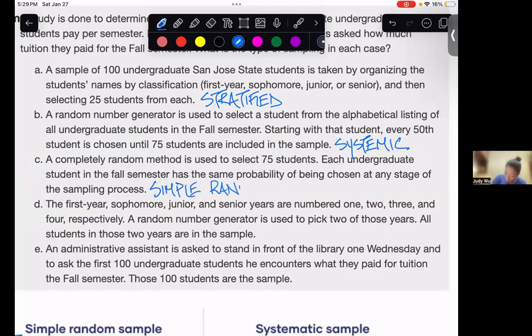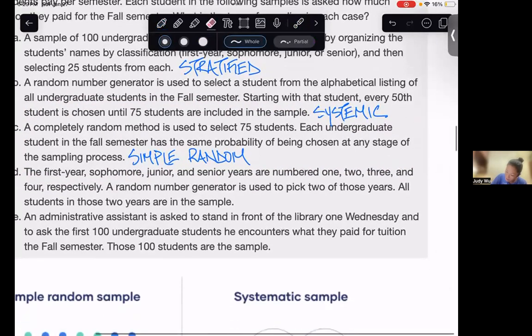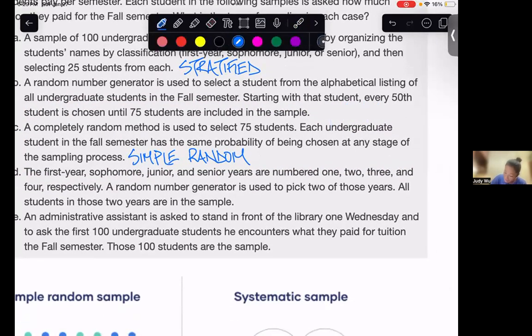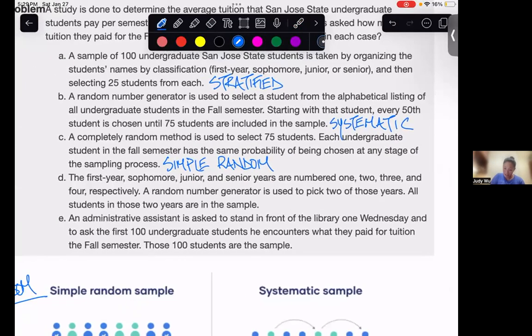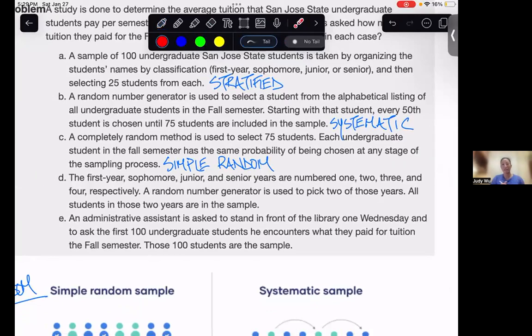random sample, right? And I just realized I didn't mean to say systemic here. I meant to say systematic. Let's go back and correct that. Systematic. Oh, I can't spell either. Systematic. Okay. All right, so we've got stratified, systematic, simple, random, and now let's take a look at part D.